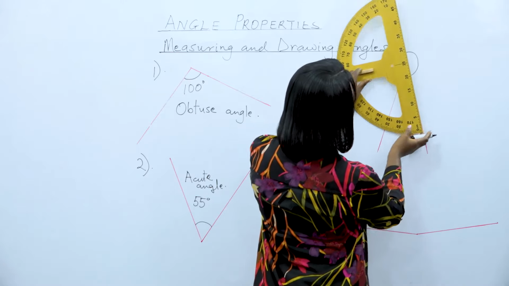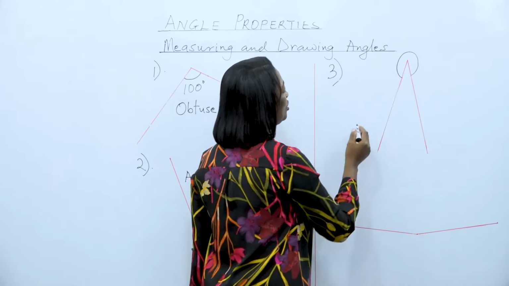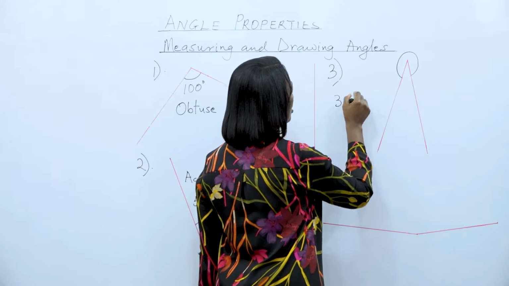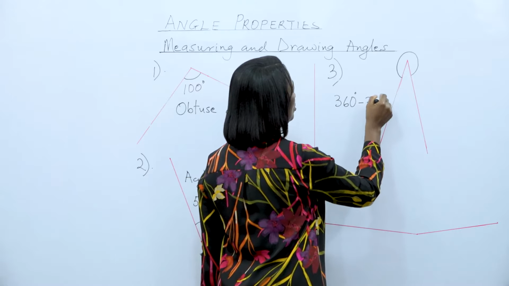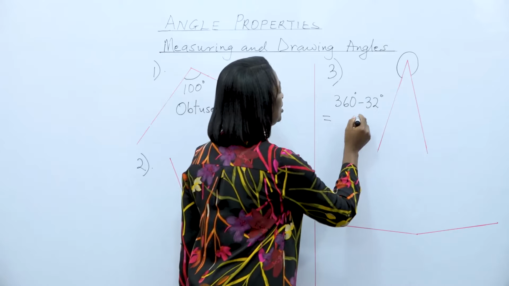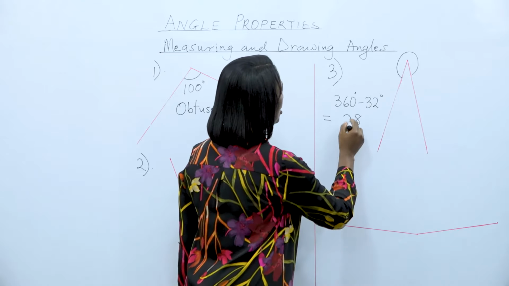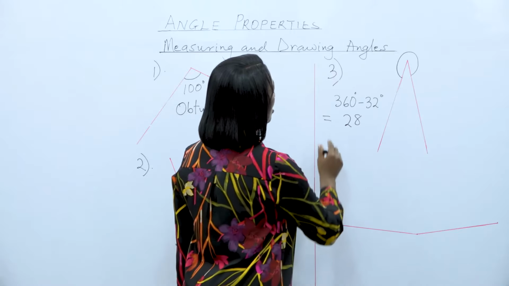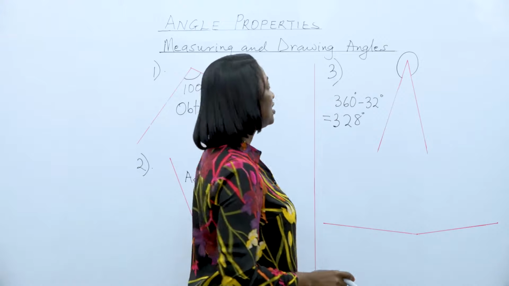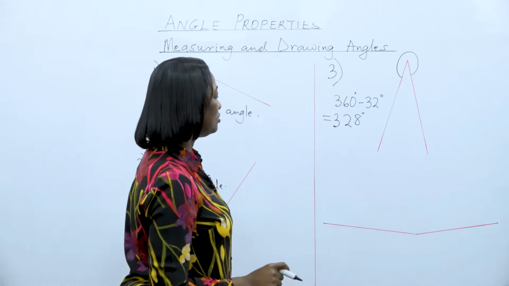32 degrees. So if this angle is 32 degrees, the reflex angle will be 360 degrees minus 32 degrees. And what would that be? 10 take away 2 is 8. 5 take away 3 is 2. So the angle is 328 degrees. That's the reflex angle.